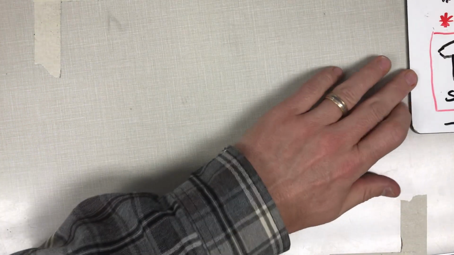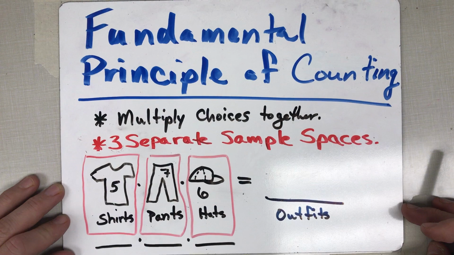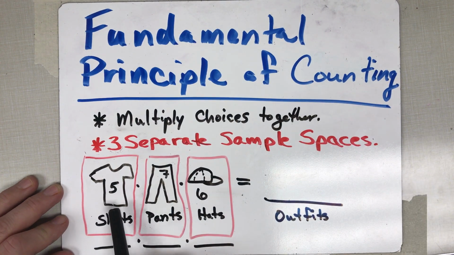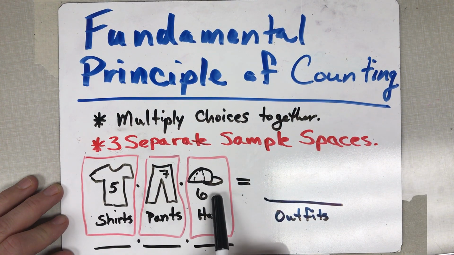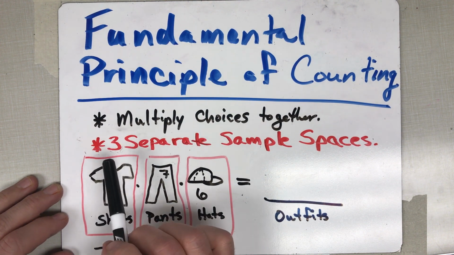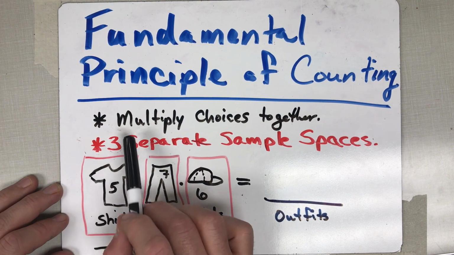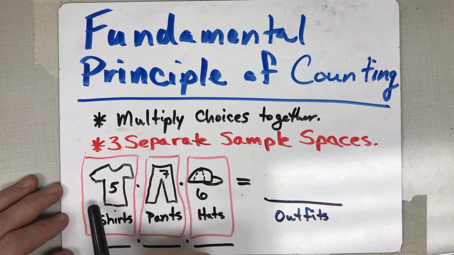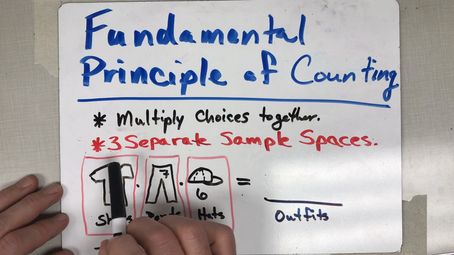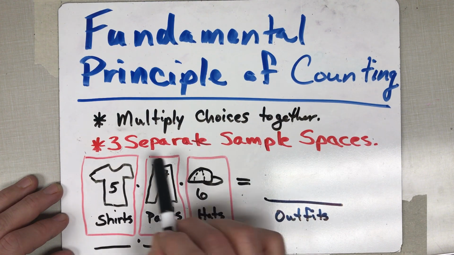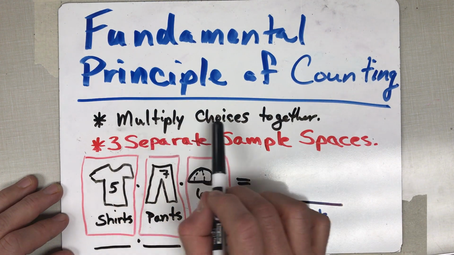The first thing we're going to look at is when you're looking at outfits and what you could wear to school. Let's say you have 5 shirts, 7 pairs of pants, and 6 different hats that you wanted to wear in different combinations together to make an outfit. So the fundamental principle of counting works out like this. Each set of choices you're going to have to make on each different shirt, pants, and hat, coming from its own separate sample space, there are 3 of them here, you're going to multiply your choices together.